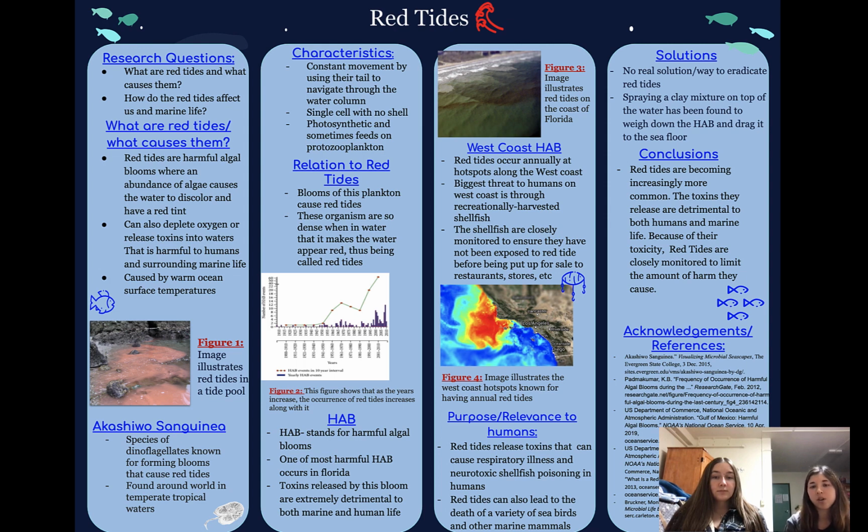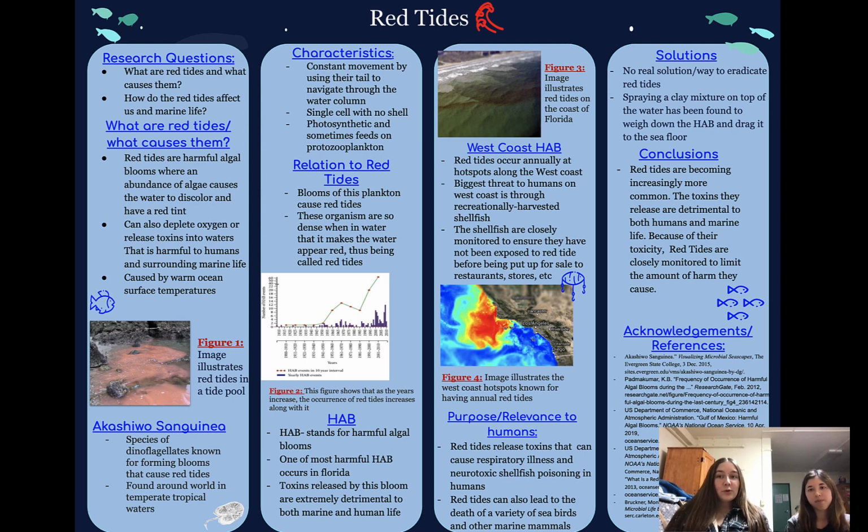Then we look at figure 4, which shows the different hotspots of red tides occurring along the West Coast, and you can see in the southern part there's not as much red tides occurring as there are in the central coast, where you see a dense amount of them occurring. The relevance to humans is that red tides release toxins that can cause various diseases and illnesses, such as respiratory illness and neurotoxic shellfish poisoning in humans. Red tides can also lead to the death of a variety of seabirds and other marine mammals, which can also affect the ecosystem. If they die, then it can affect the food web as well.